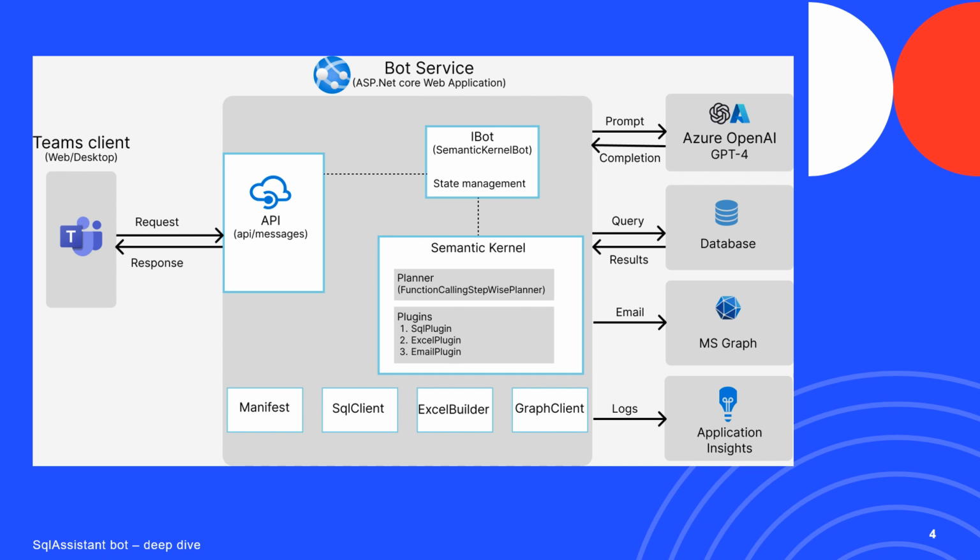This diagram also shows the external services that the bot connects to: Azure OpenAI for the Gen AI model, which is GPT-4 here, a database where the data is stored and where the queries are run to pull the data, MS Graph to send emails, and Application Insights to store the logs and metrics.